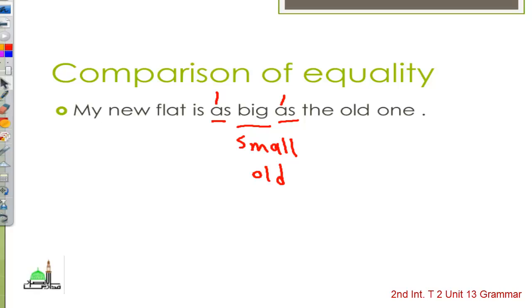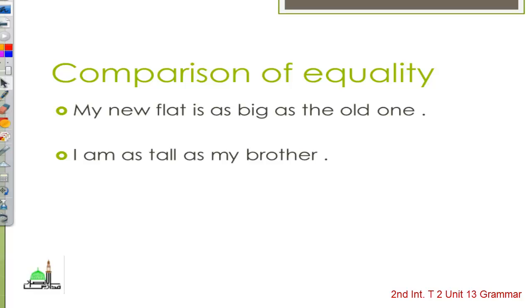Let's look at another example. I am as tall as my brother. Again he used as tall as my brother. If I am 1.6 and my brother is 1.6, we have the same height. So I can say as tall as my brother. Another example.